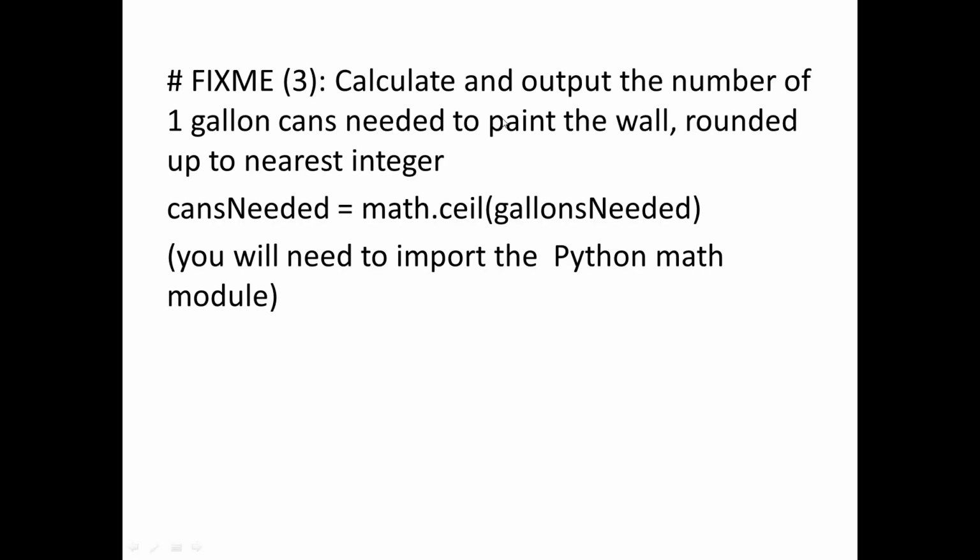So in Fix Me 3, you're to calculate and output the number of 1-gallon cans needed to paint the wall, rounded up to the nearest integer. So we would use something like this. Cans needed equals math.ceiling and then the gallons needed. So if we said we needed 2.47 gallons, that would round to an integer of 3 gallons. Okay, so you'll need to import the Python math module to do this.